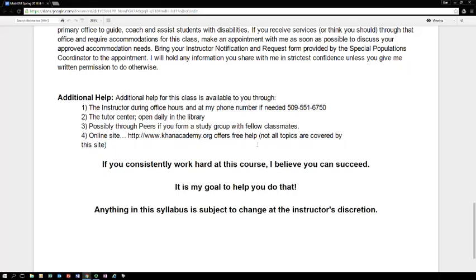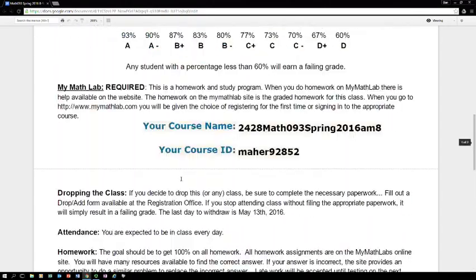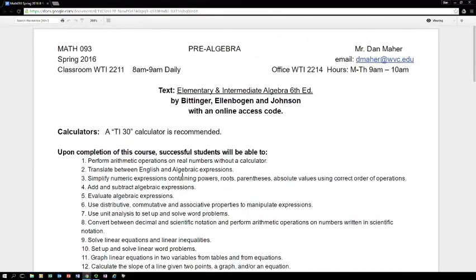And then Khan Academy, and there are some other sites that are available. If you consistently work hard at this course, I believe you can succeed, and it's my goal to help you do that. And then here's my little disclaimer that we may change things in the syllabus depending on, I don't know, some special circumstances with what's going on in class or something.